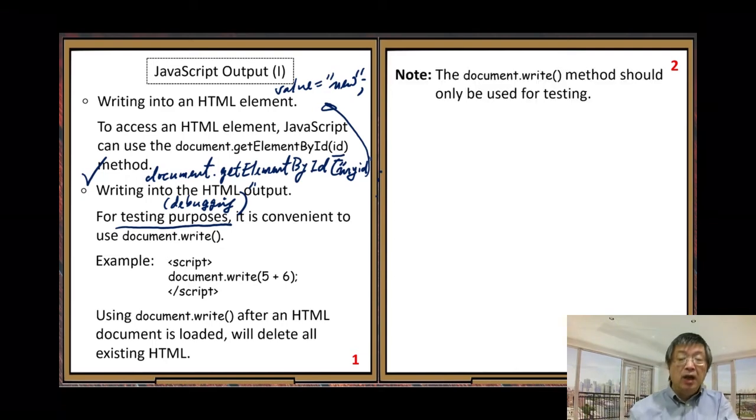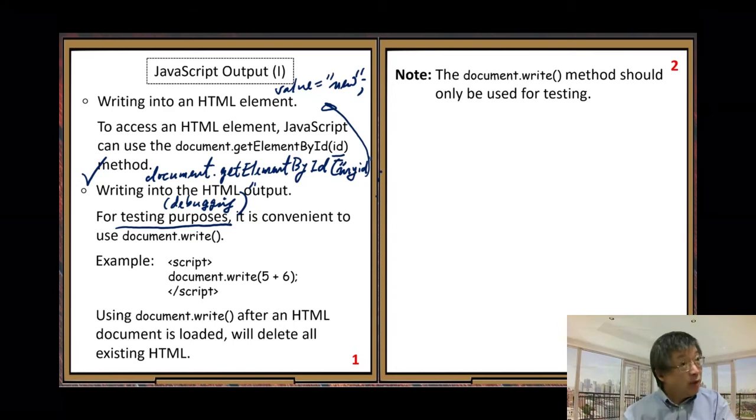All right, so note the document.write method should only be used for testing purposes. Testing, debugging, but not for generating the content of HTML. That's why people do not use it. But debugging is sometimes important, right? Yeah, but for debugging there are several ways. So this is one of the multiple ways, the first way here.